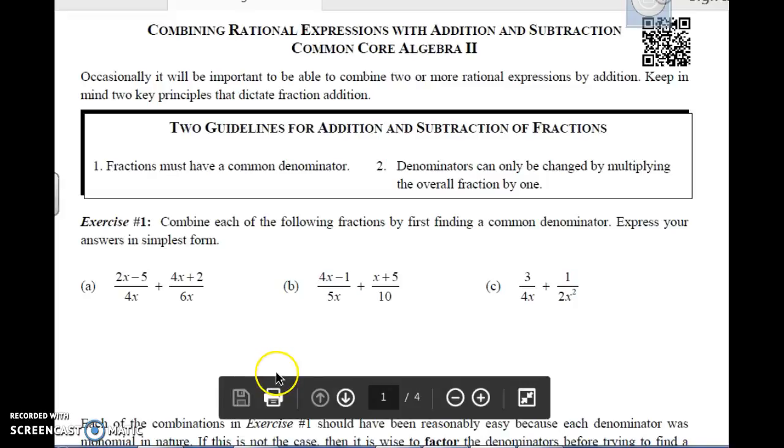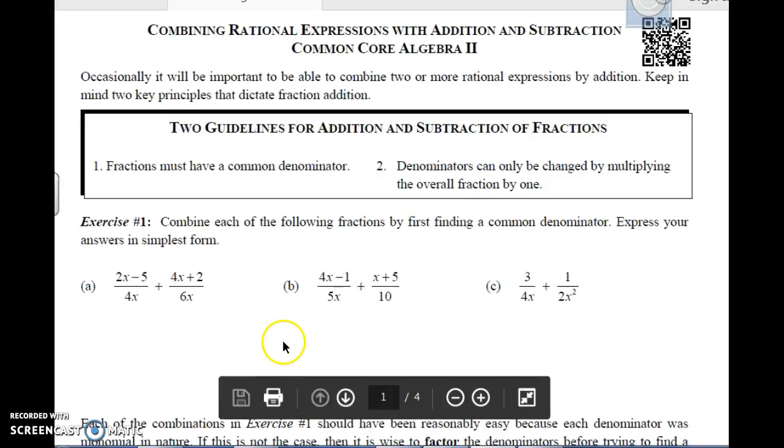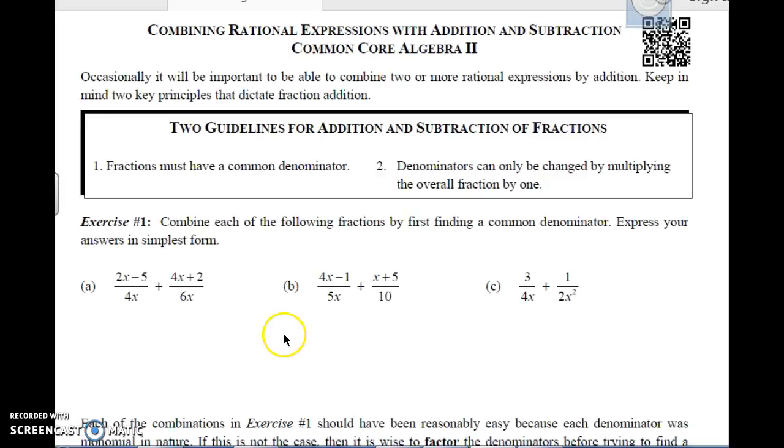This is Algebra 2, Unit 10, Lesson 8, on combining rational expressions with addition and subtraction. Now that we've done multiplication and division, we're going to move on to addition and subtraction of rational expressions. It is very important to understand that a fraction is a fraction is a fraction. It doesn't matter if it's numerical or algebraic.